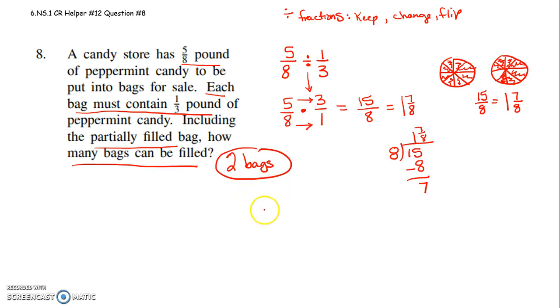Doesn't seem like many bags, but if you have 5/8 pound, 1/3 is about, I could find a common denominator of 24. I was just trying to make sure it made sense to me. So if I had 5/8 and 1/3, I could find a common denominator of 24. I could multiply top and bottom of that by 3. Yep, and that's 15 out of 24. I could multiply top and bottom of this one by 8, and that gives me 8 out of 24. So I divide straight across the top, straight across the bottom. 15 divided by 8 is about 2.